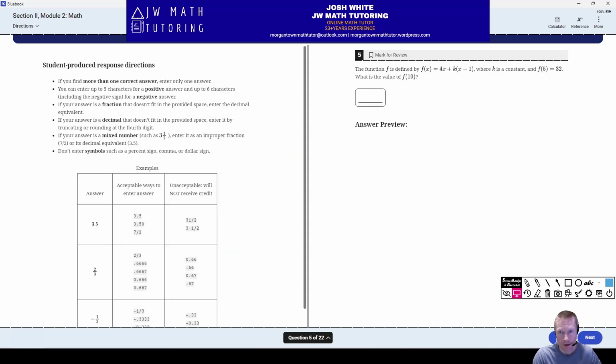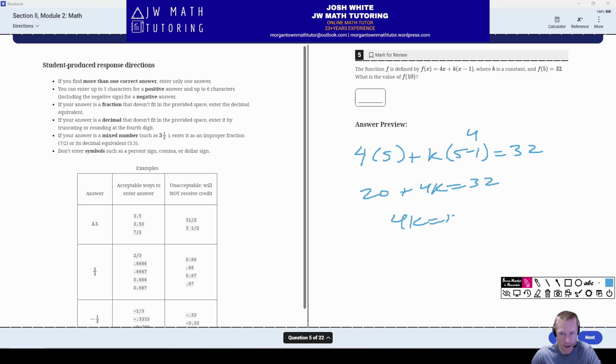All right, next up, we have a linear function with a constant in it, and we're told one of the points on this function. We want to find out what the other point is. If you want to do this one by hand, all you'd have to do is take x and plug that value in. So plug in 5 for x and set it equal to 32. This is 20. 5 minus 1 is 4. Then you just get a basic linear equation that you can solve for k. 4k ends up equaling 12, so k is going to be 3.